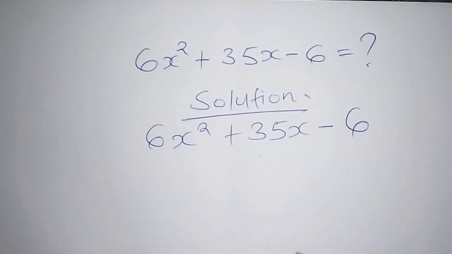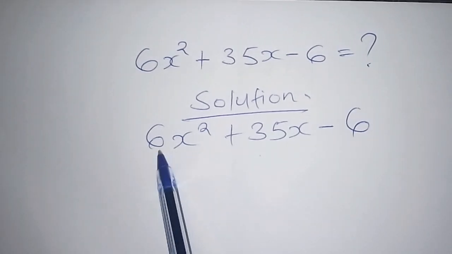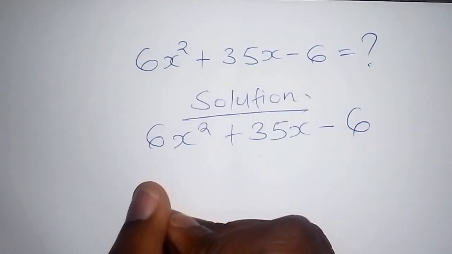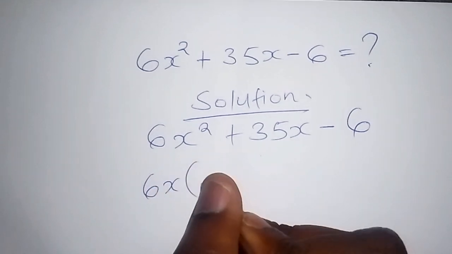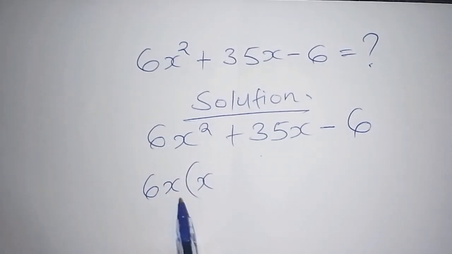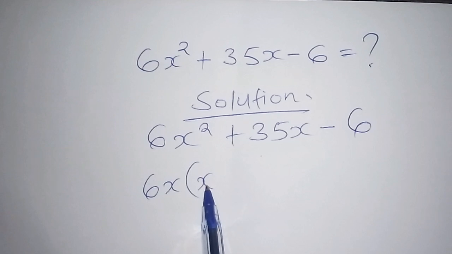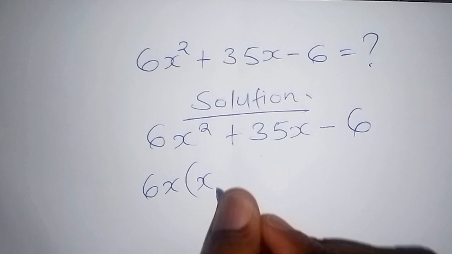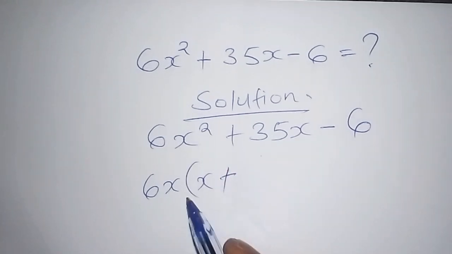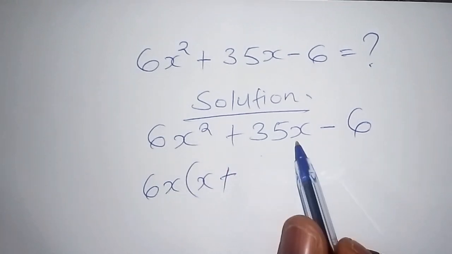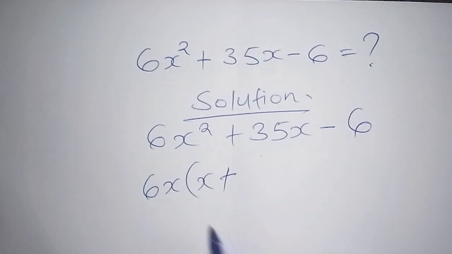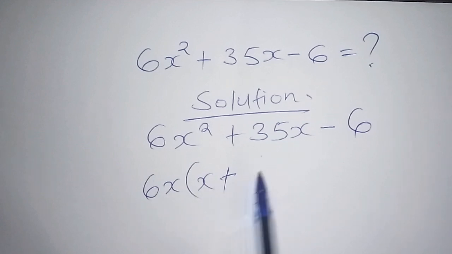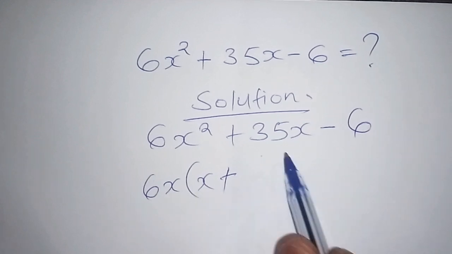The first thing we are going to do is find the solution for 6x squared. 6x squared can also be written this way: 6x, then into bracket x. That means 6x multiplied by x will give us 6x squared. Then we put our addition sign. We need to look for a number that when we multiply by 6 gives us 35x. Such a number is not there, because even when you try 6 times 7 it will give you 42. When you try 6 times 6 it will give us 36, but at least 36 is closer to 35.